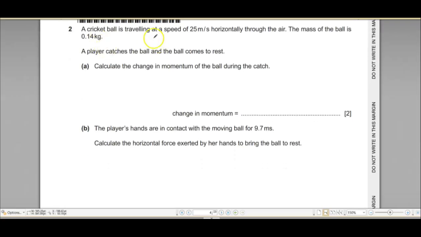Question number 2. A cricket ball is traveling at a speed of 25 meters per second horizontally through the air. The mass of the ball is 0.14 kgs. The player catches the ball and the ball comes to rest. Calculate the change in momentum of the ball during the catch.